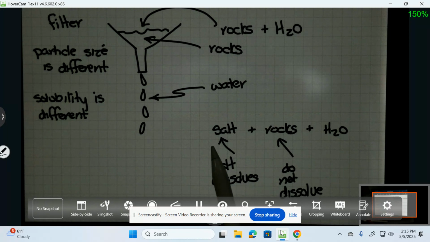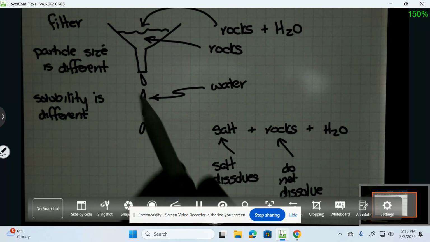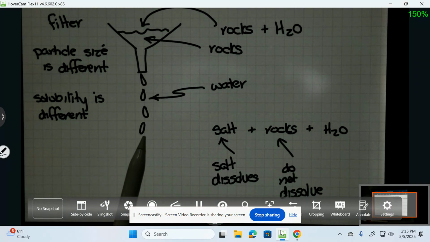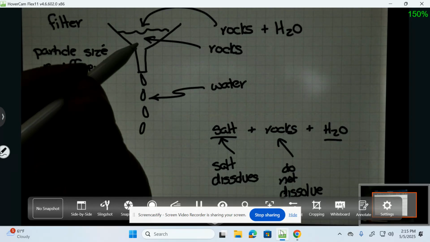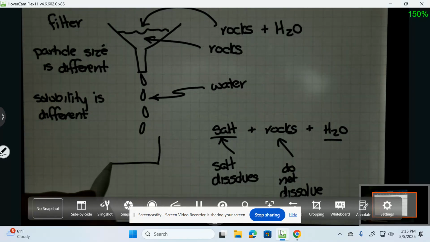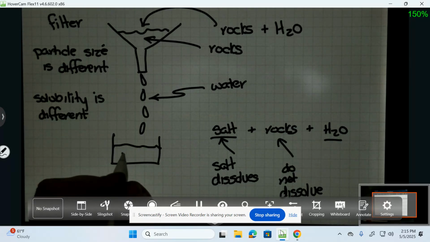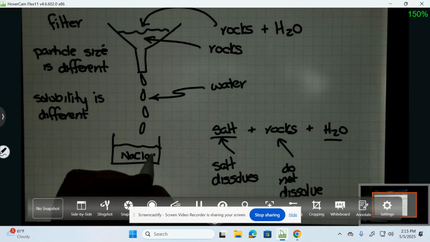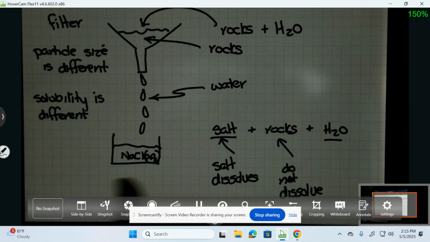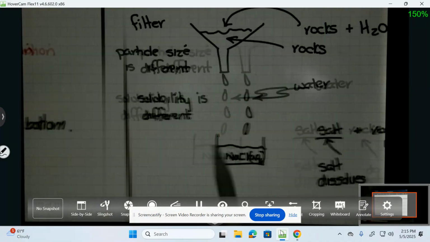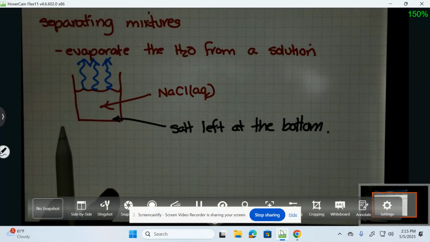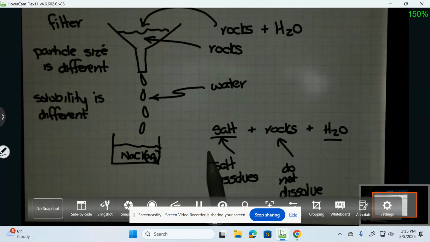So if I pour the salt, the rocks, and the water through the filter, what's going to come through this filter? The salt and the water are going to come through the filter. The rocks are going to be stuck up here. Now, down here in this bucket, I have salt water, NaCl(aq). How can I get the salt separated from the water? Well, then I can evaporate it. You see how that works? Because the rocks and the salt have different solubilities.